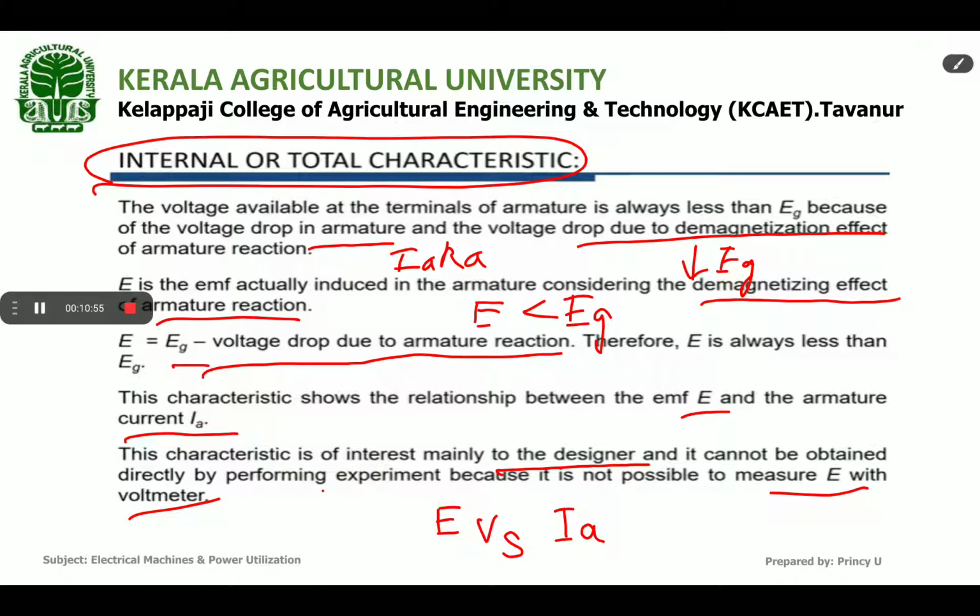നമ്മളൊരു പ്രാക്ടിക്കൽ എക്സ്പെരിമെൻ്റ് കണ്ടക്ട് ചെയ്ത ആർമേച്ചർ റിയാക്ഷൻ നമുക്ക് കാൽക്കുലേറ്റ് ചെയ്യാൻ പറ്റില്ല. നമ്മളതിന് IaRa ഡ്രോപ്പ് കാൽക്കുലേറ്റ് ചെയ്തിട്ട് ഒരു ഇൻ്റേർണൽ ഡിസൈനർക്ക് അതിൻ്റെ ഒരു കാൽക്കുലേഷൻ ഇതിൻ്റെ ആവശ്യം വരുന്നുള്ളൂ. So internal or total characteristics actually നമുക്ക് പ്രാക്ടിക്കലി ചെയ്ത് ഡയറക്റ്റായിട്ട് വോൾട്ട് മീറ്ററിൽ E എന്നൊരു ടേം നമുക്ക് കണ്ടുപിടിക്കാൻ പറ്റില്ല. So it's only used for the designer purpose. It's a calculation which will be calculated, armature reaction plot the characteristics. ഡിസൈനിങ് ഏരിയയിലാണ് ഈ ഒരു പ്ലോട്ടിന്റെ ആവശ്യം വരുന്നത്.